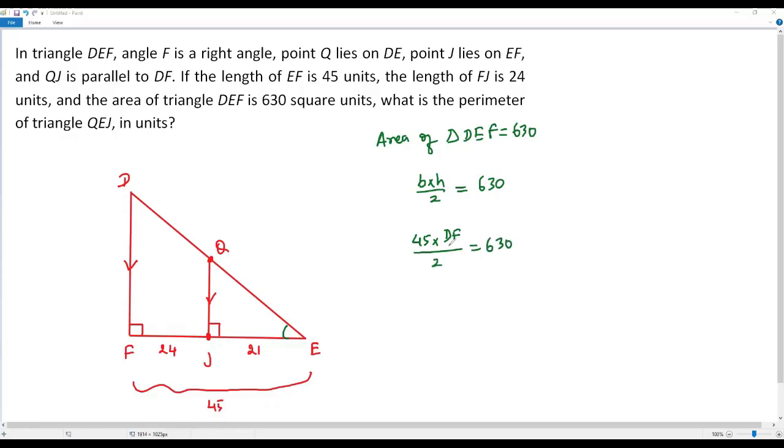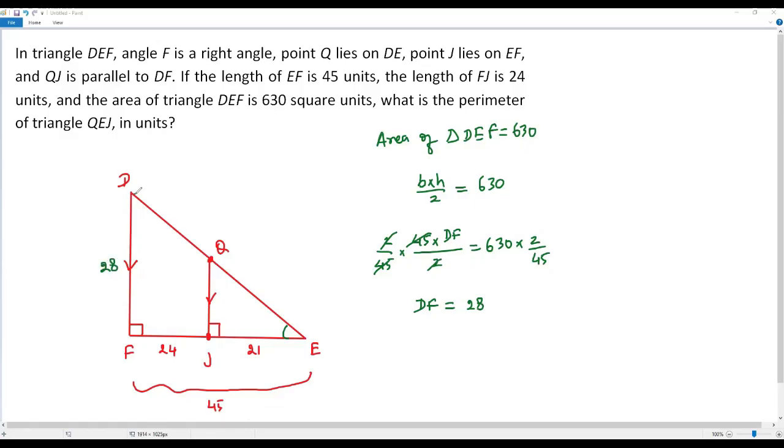Okay, now to solve for DF, we have to multiply both sides of the equation by the reciprocal of this fraction, that is 2 over 45. Okay, now let me do the same thing on the right side. Okay, here this 2 will cancel out, 45 will cancel out. I am getting DF on the left side. Okay, when I simplify this, I am getting 28. Okay, here I got the length of the side DF.